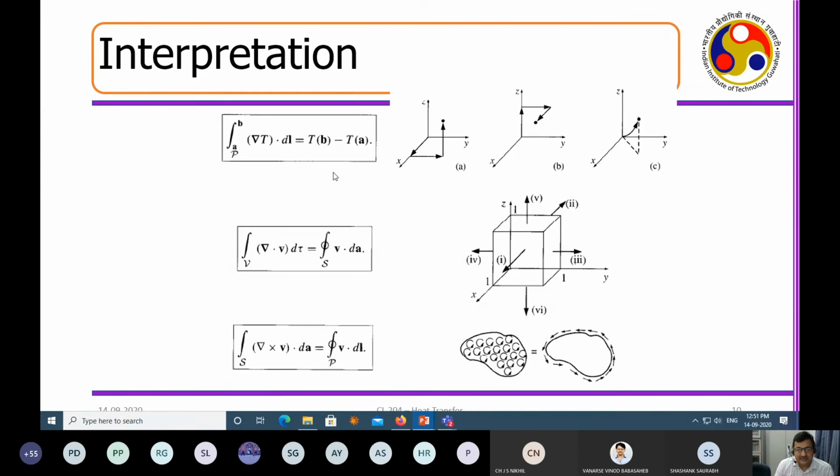These are all theorems. One is for the line integral, one is from volume to surface integral. This is the divergence theorem. So the total flux, if I do a cyclic integral over all the surfaces of v dot dA, I will see the total change of the momentum inside the volume. So it's called the divergence theorem.